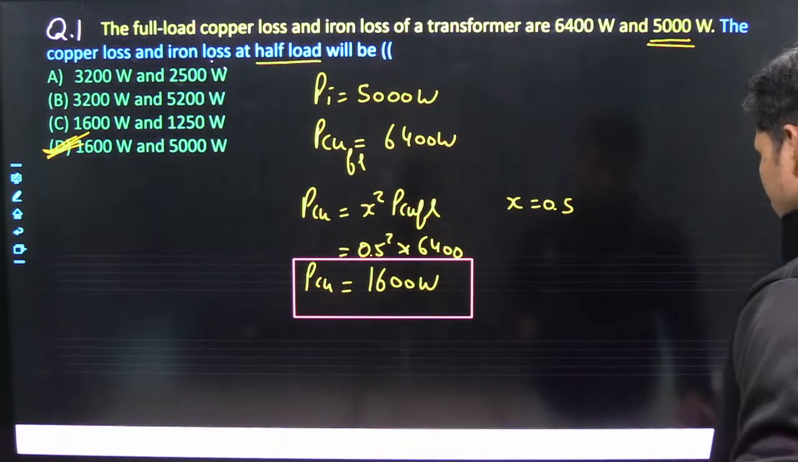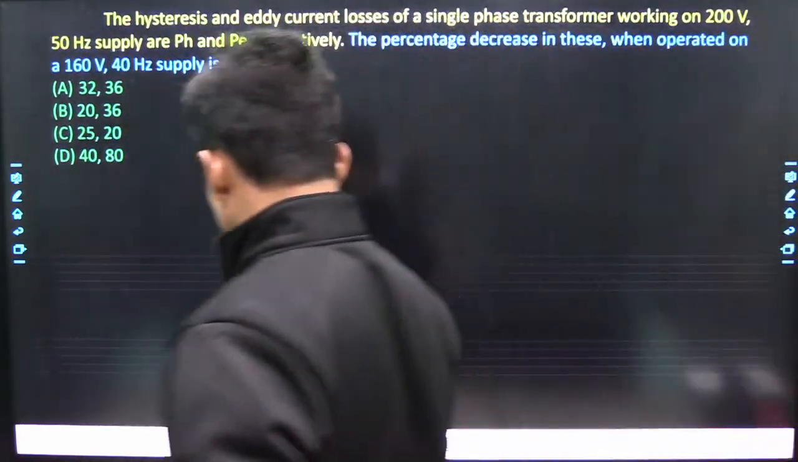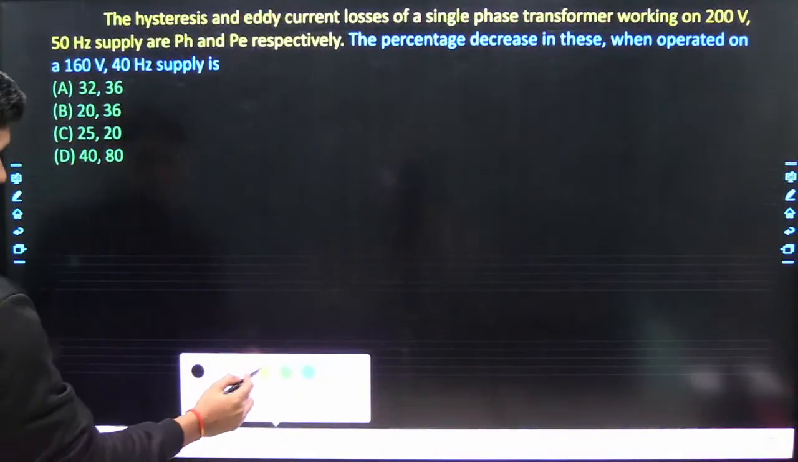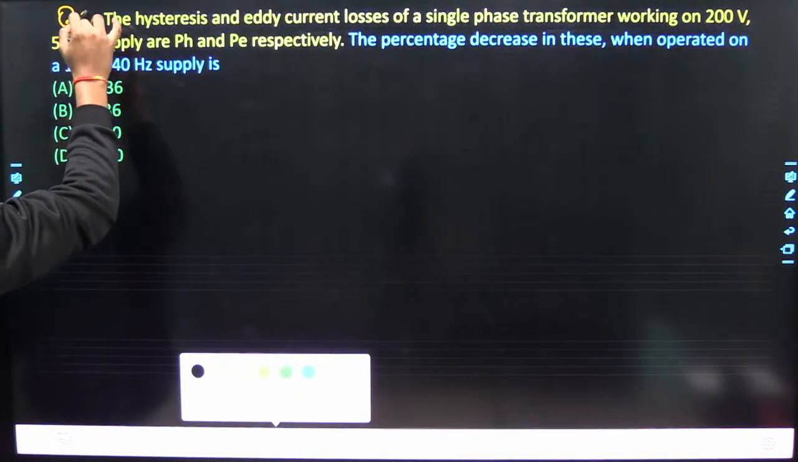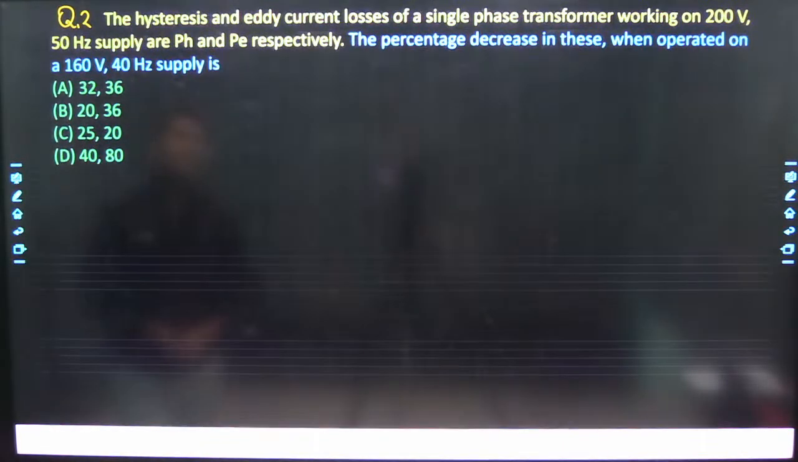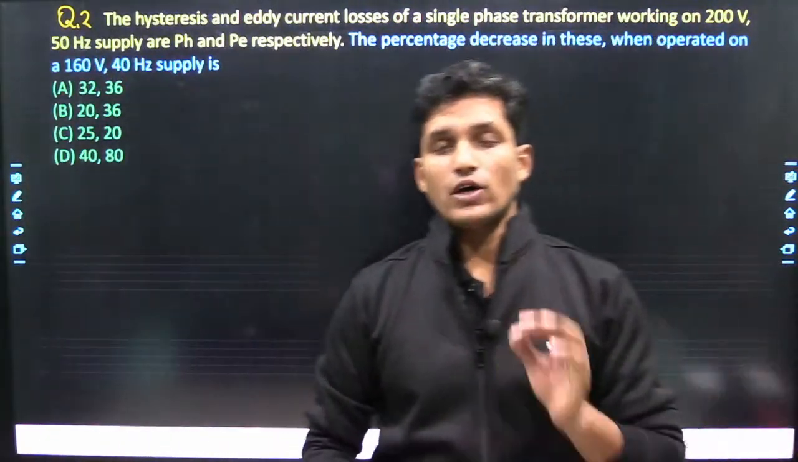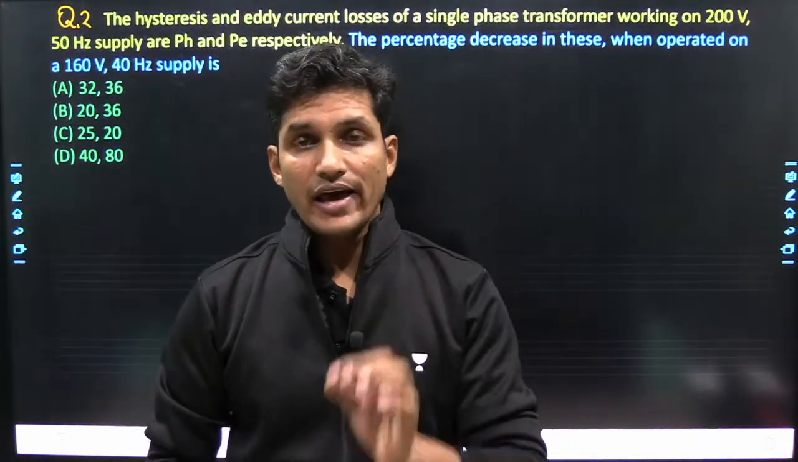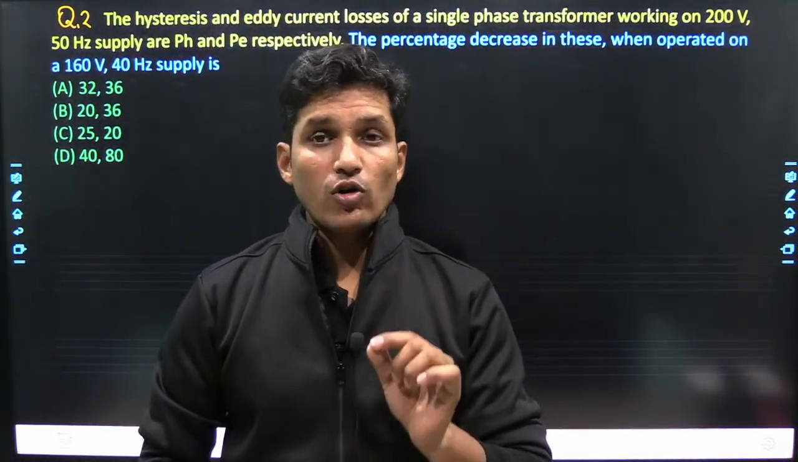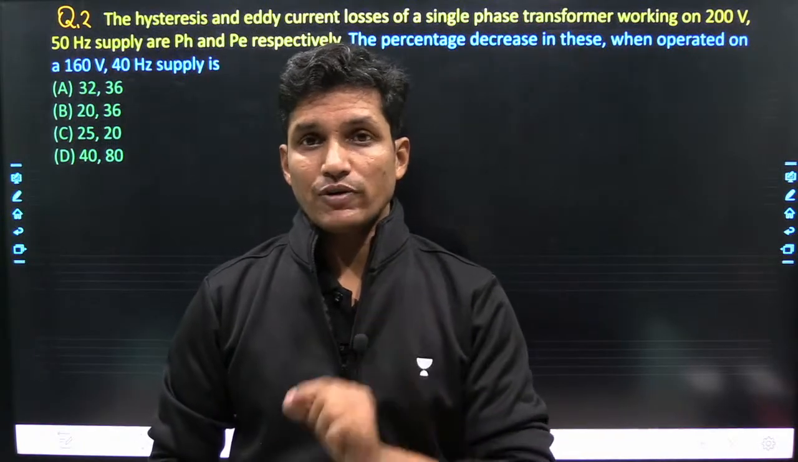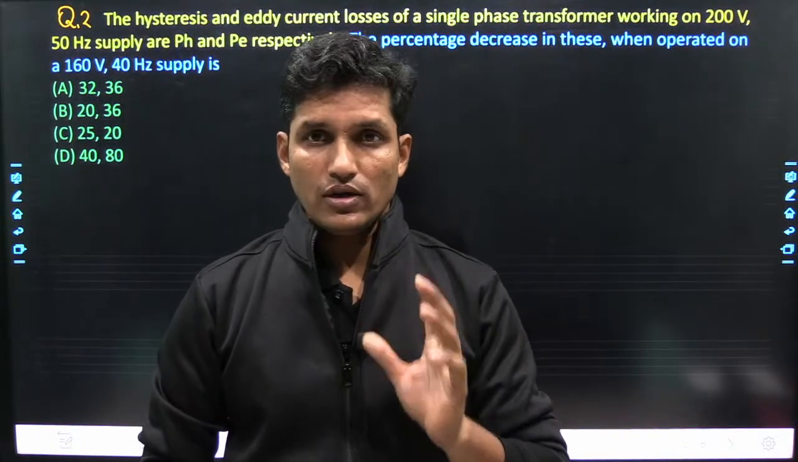Now question number 2. The hysteresis and eddy current losses of a single phase transformer working on 200 volt 50 Hz supply are PH and PE respectively. What is the percentage decrease in these when operated on 160 volt and 40 Hz? Before solving any question on the core losses of a transformer, first we have to find out whether the ratio of voltage by frequency is constant or not.